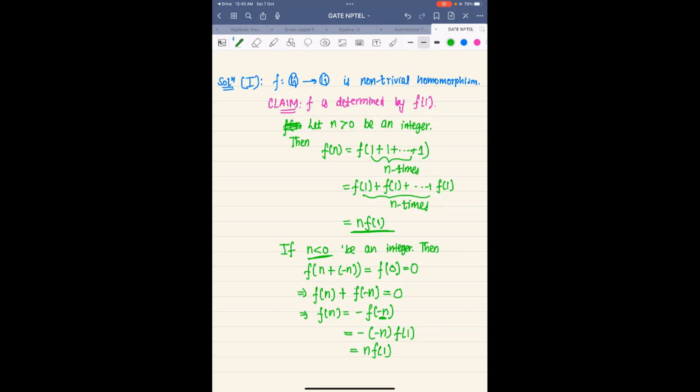So what do we derive? Therefore f of n is equal to n times f of 1 for all integers n belonging to Z. This is clearly true for n equal to 0. For n less than 0 we checked here, and n greater than 0 we checked here.